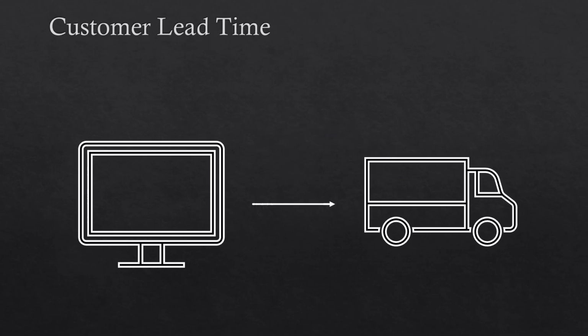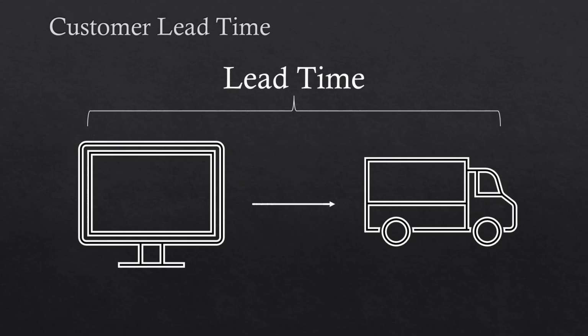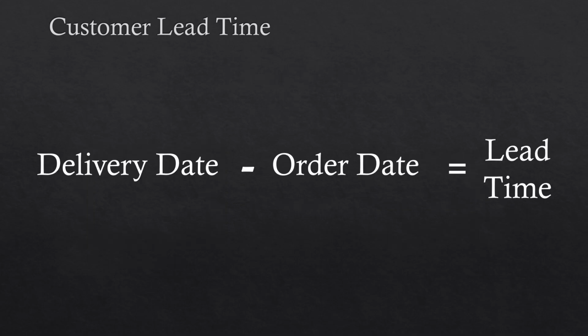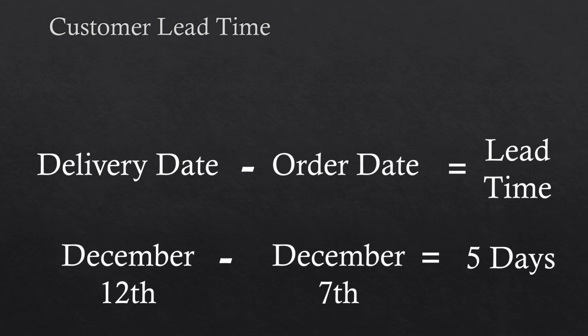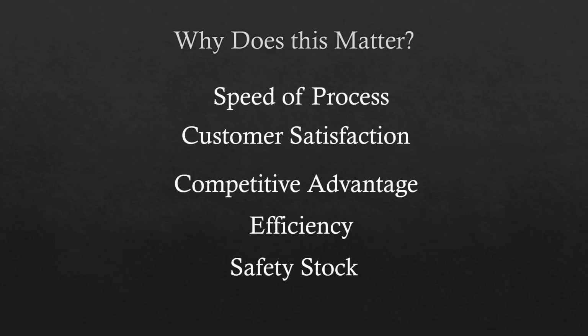Now when I say customer, it could literally mean you ordering an item online, or it could also refer to a business making a purchase. That said, the customer lead time refers to the time between a purchase being made and the item or service being delivered or completed. Let's take a look at a formula. Customer lead time is the order date subtracted from the delivery date. Now let's look at an example. If you ordered an item on December 7th and received it on December 12th, there would be 5 days of lead time.